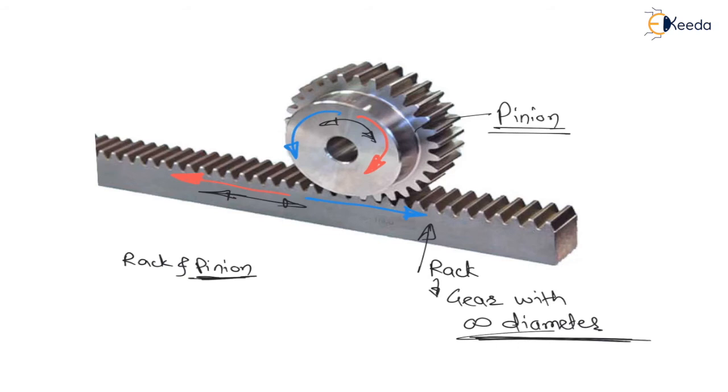Here the rack is moving in translation, that is linear motion, and the pinion is under rotation. Therefore, whenever I want to transfer translation into rotation or rotation into translation, then a rack and pinion assembly is used. Here the pinion is rotating and the rack is having translational motion, because the larger is called gear, the smaller is called pinion, and the larger one is a rack of infinite diameter. Rack is a gear with infinite diameter.